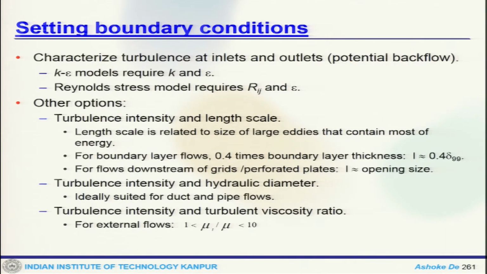So one has to set up the boundary conditions. So you need to characterize the turbulence at the inlets and outlets. So K epsilon models require K and epsilon, Reynolds stress model requires all the other options: turbulence intensity and length scale, where the length scale is related to the size of large eddies. For boundary layers, one can define that length scale; for other flows, then also turbulence intensity and hydraulic diameter, or one can use the viscosity ratio.